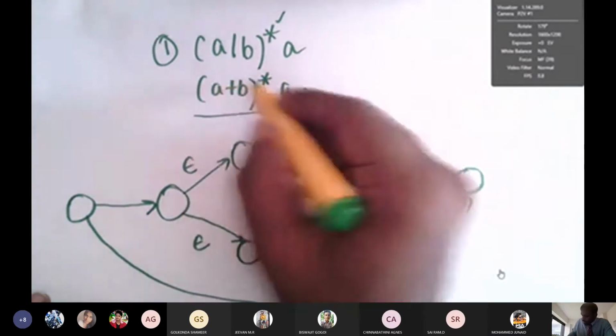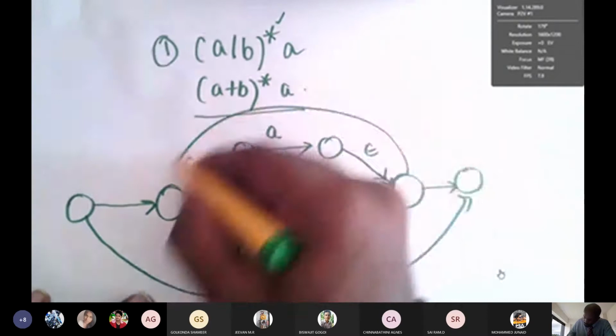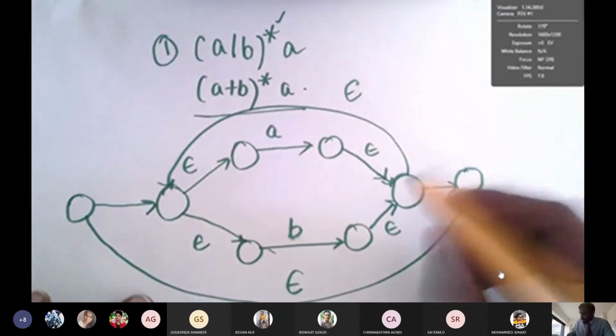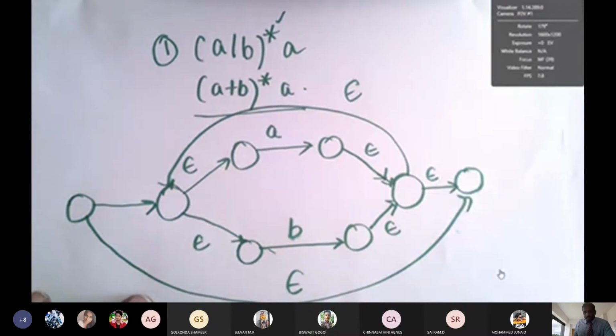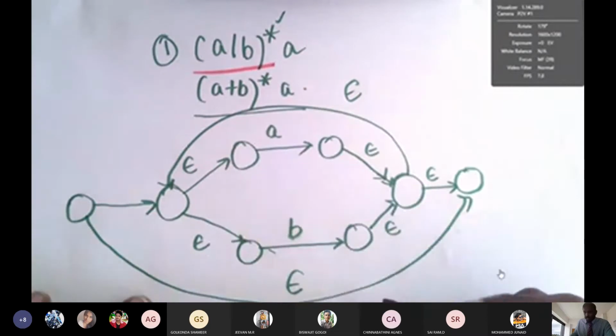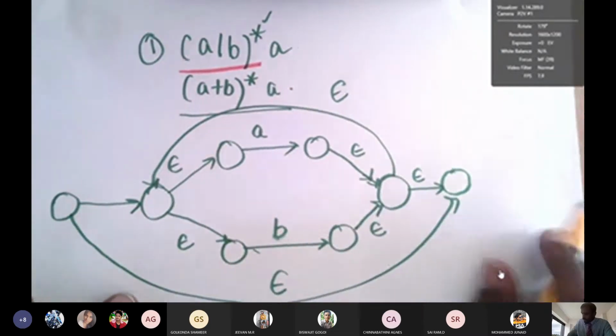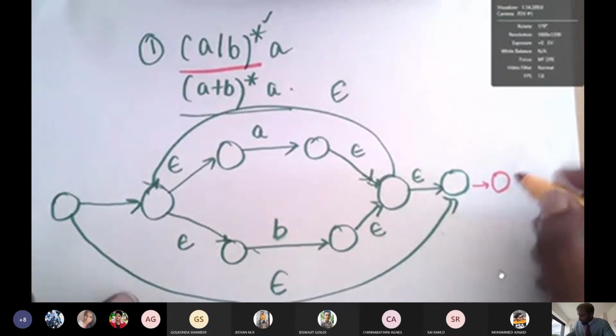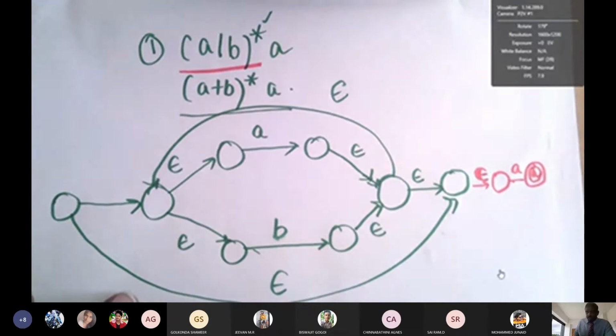If it is A or B star, then put an epsilon here. So this is the first section. A or B star is done. Now you have to connect this A. Put an epsilon and connect this A. That's all. This will be my final state.